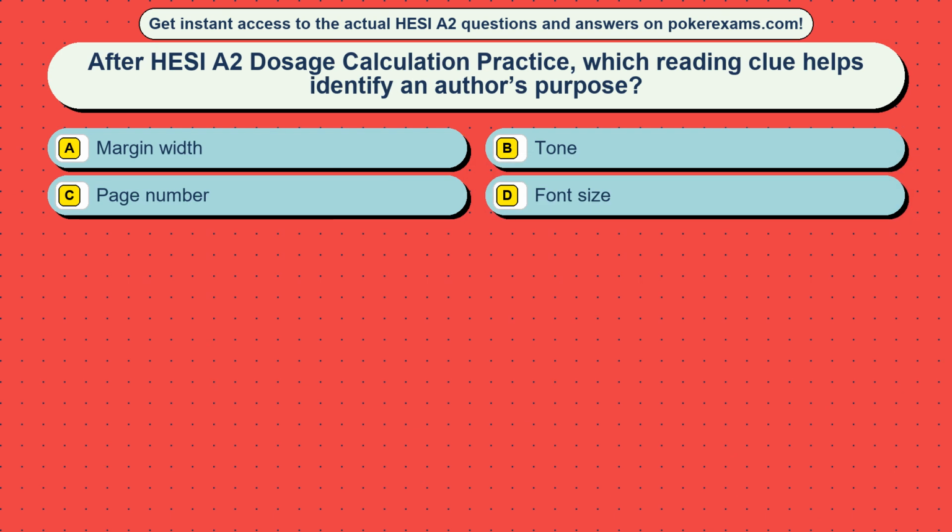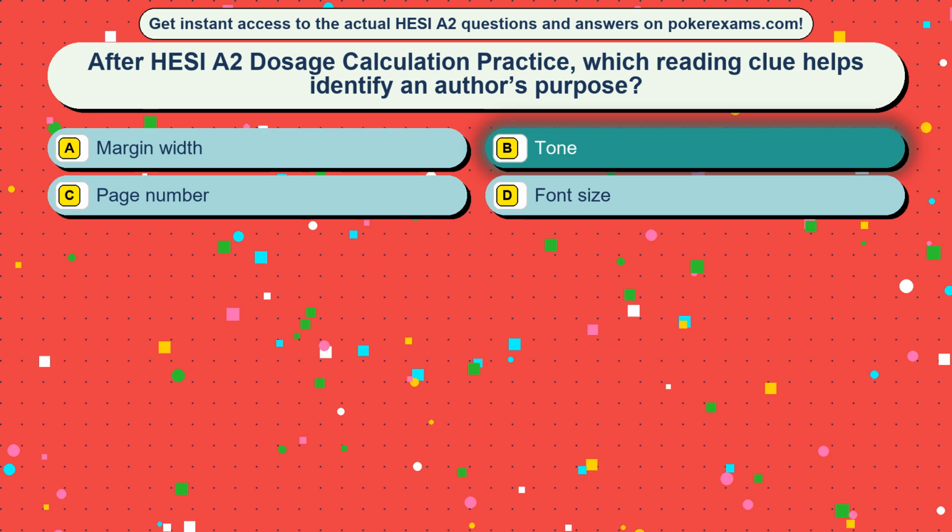Question 16. After HESI A2 dosage calculation practice, which reading clue helps identify an author's purpose? Option A, margin width. Option B, tone. Option C, page number. Option D, font size. The correct answer is option B, tone.